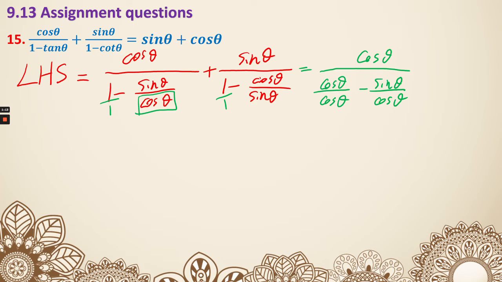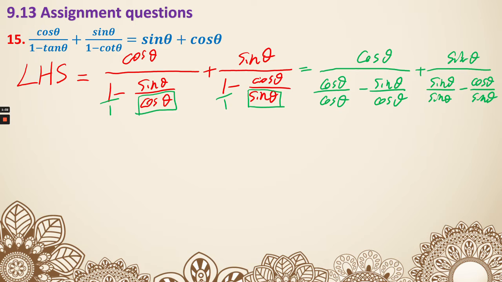For the second one, because the common denominator is going to be sine, I'm going to need to rewrite the 1 over 1 as sine theta over sine theta. And still minus cosine theta over sine theta. The top still is sine theta.